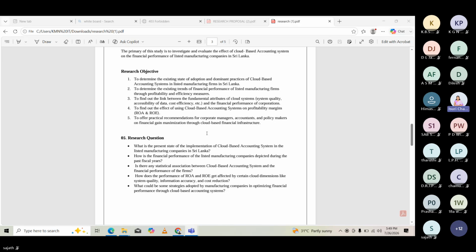If you are doing the research, you have to go to each and every listed manufacturing company and identify their stage of implementation of the cloud-based accounting system. Can we do that?